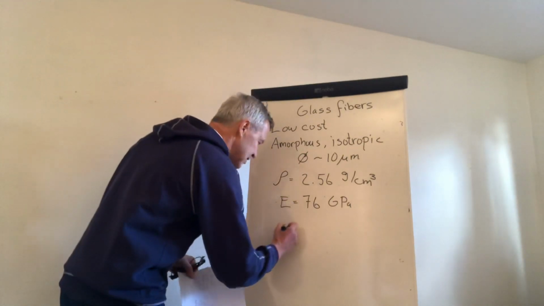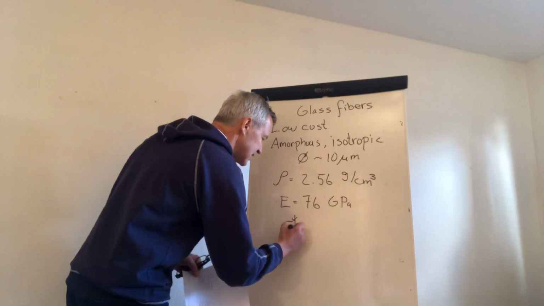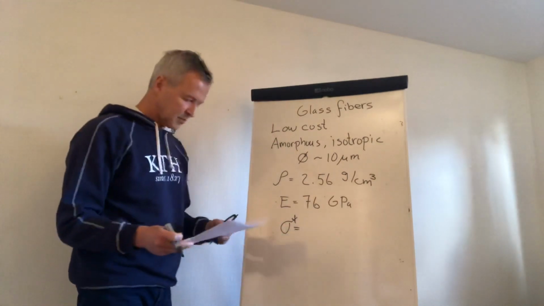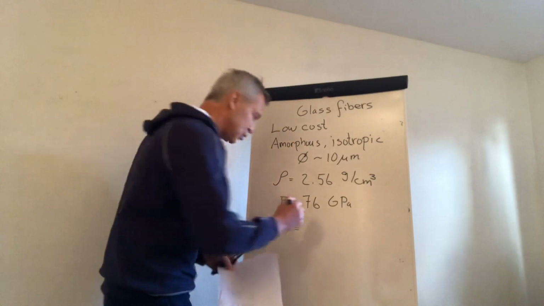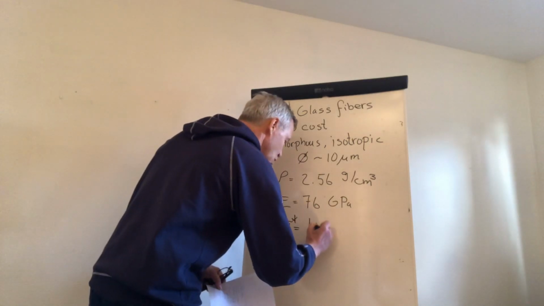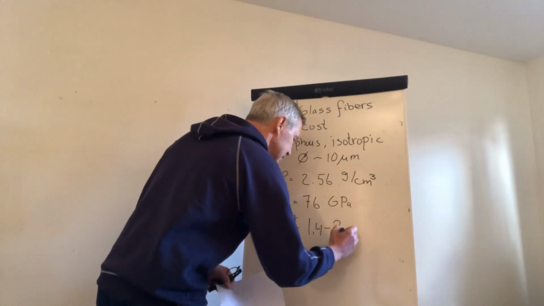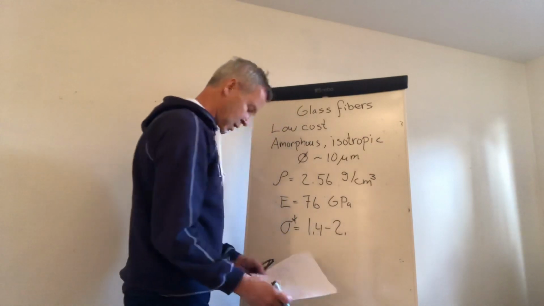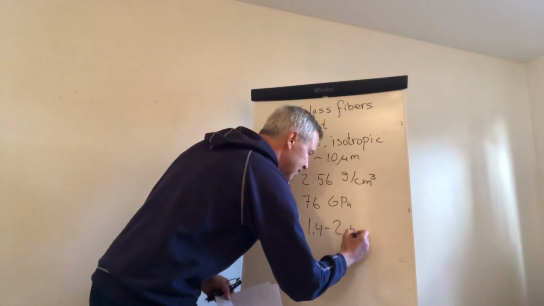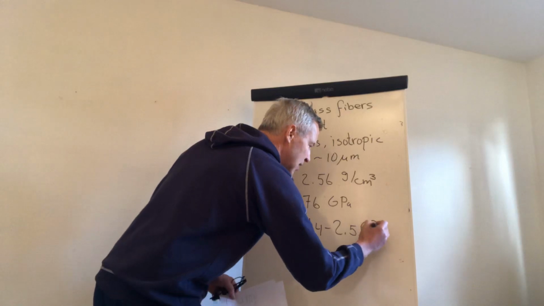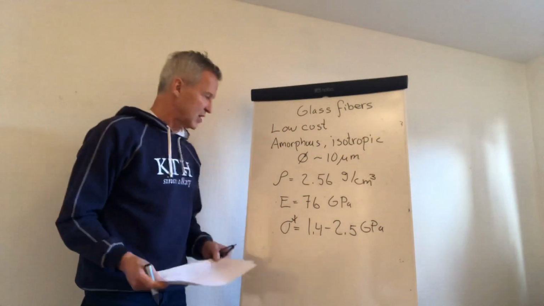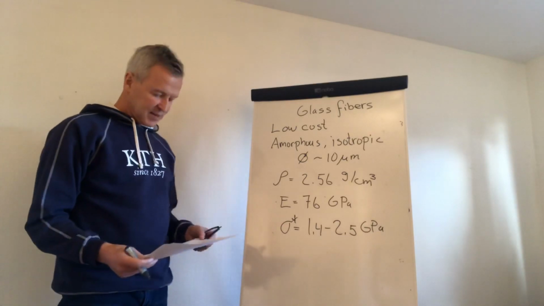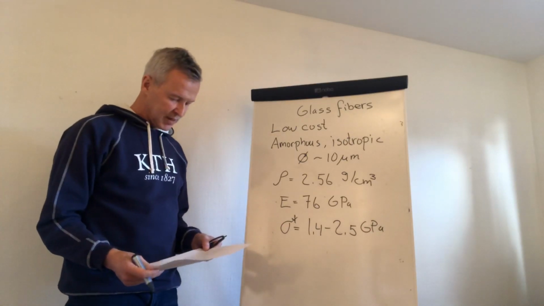And maybe an interesting thing is to look then at strength values. So they are typically between 1.4 and up to 2.5 gigapascal. I will come back in a moment to why I give these numbers as a range. But I think this is a good starting point.